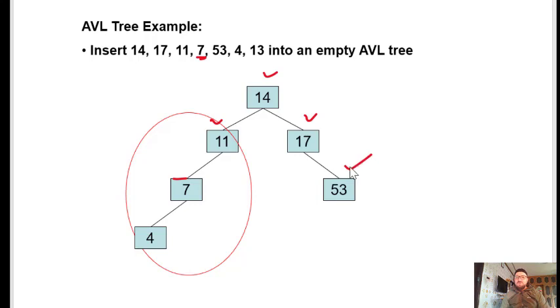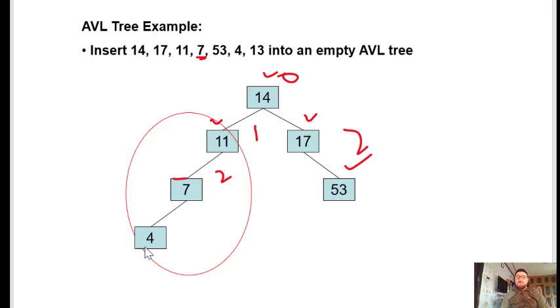Put 53 here. Okay, now still no issues because on this side we have a 1 and 2, so total 2 height, and on this side is 2 height, so 2 minus 2 is 0. For 14 the balance factor is 0, so it's perfect. After that we put up the 4.